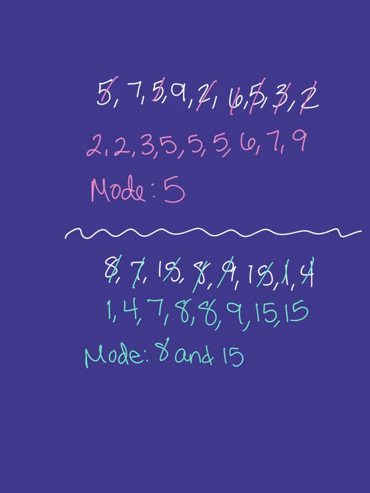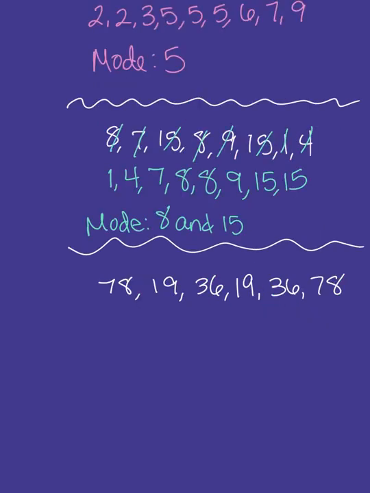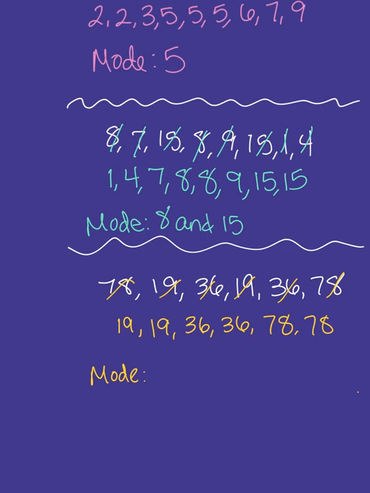Let's do another one. All right, so when I'm looking at, oh wait a minute, what do I have to do? Be right back. Let me go put that in order. Oh, that looks like it must have 3 modes, 19, 36, and 78. Actually, no. Because is there any number that you see more than the others? I see them all twice, but they're all twice. So this one actually has no mode.